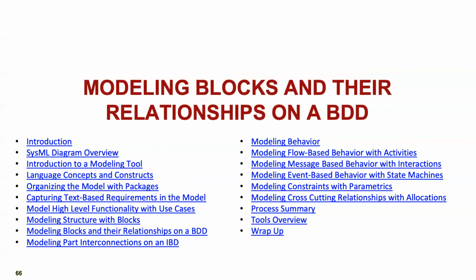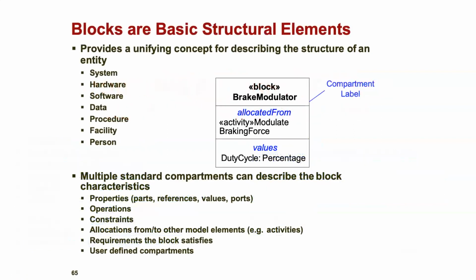So that will be the next thing we have here, the block definition diagrams. Blocks are the basic structural elements that provide a unifying concept for describing the structure of an entity. So we have system, hardware, software, data, procedure, facility, and persons. These are all the things that we can have. And we have the top level name, and then we have these other compartment level things that are below that.